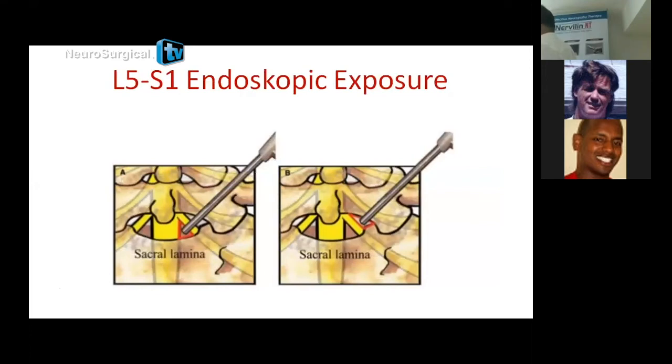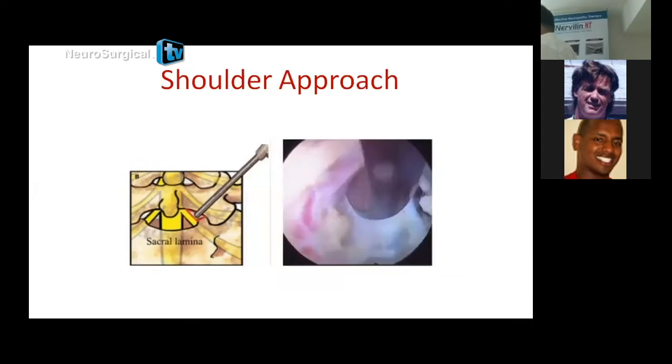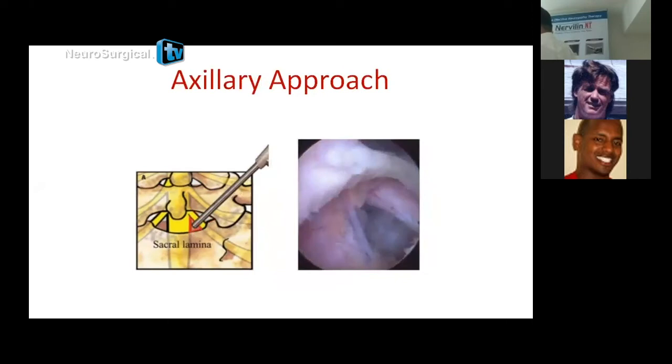This is the shoulder approach. Most of the time in L5-S1, this is a shoulder disc herniation. This is what you see. You take the neural structures and the fragment is here. This is the axillary view. You see the disc fragment here. Just take some epidural fat here and you see the disc fragment here.